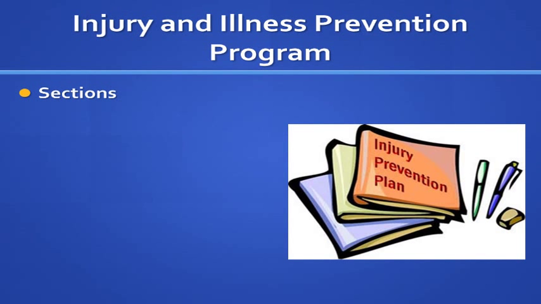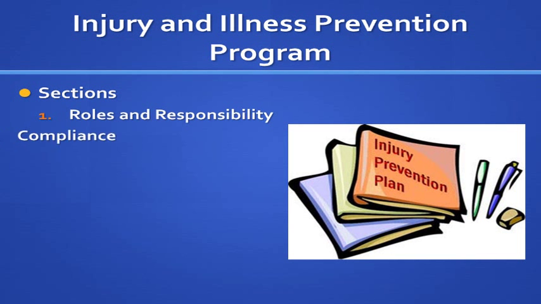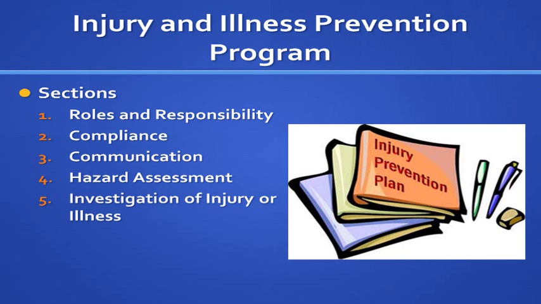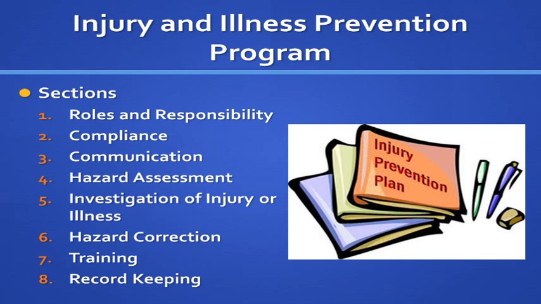The California Code of Regulations lists 8 specific elements that an effective injury and illness program, or IIPP, will have. We will be discussing the following sections: roles and responsibility, compliance, communication, hazard assessment, investigation of injury or illness, hazard correction, training, and record keeping.